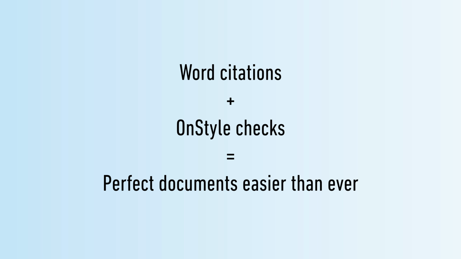Word helps you create citations. OnStyle helps you validate and fix them at scale. Together, they give you both speed during writing and accuracy before finalizing the document.